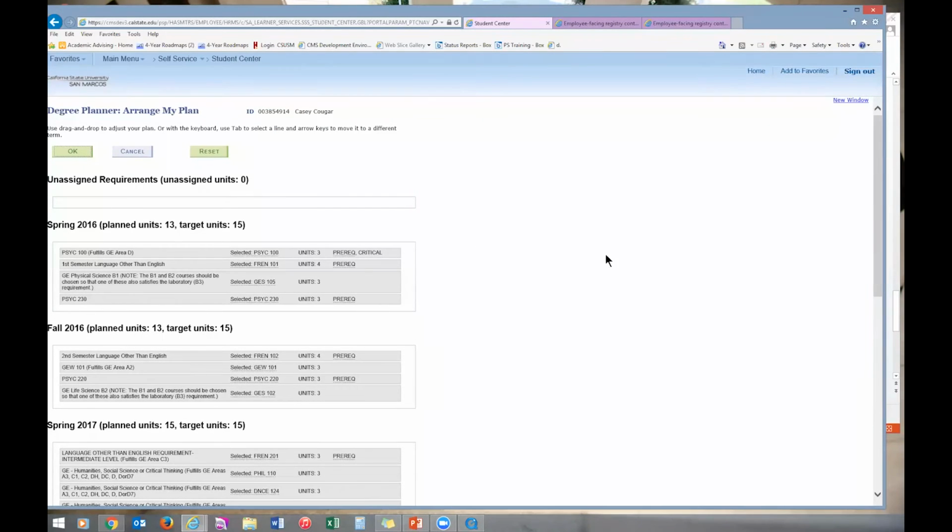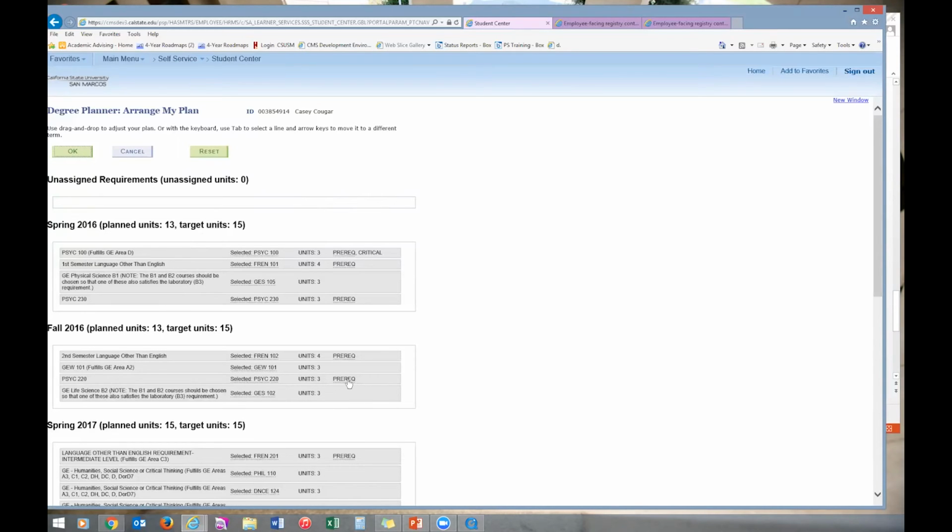Here's a tip. Before you start arranging courses around, if you take your cursor and hold it over the course, it'll tell you, one, when the course is typically offered. So if for some reason this psych course is only offered in the fall, don't drag it to the spring because you won't be able to save your planner. It will give you an error message.